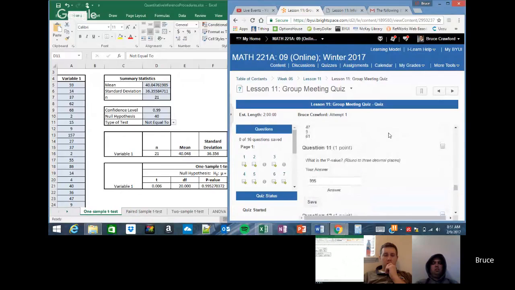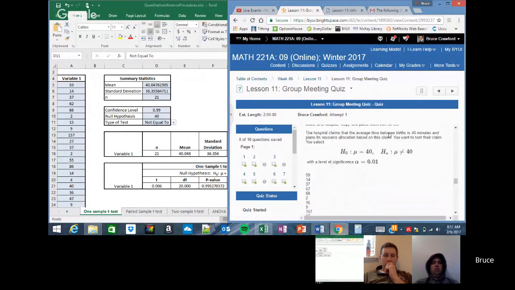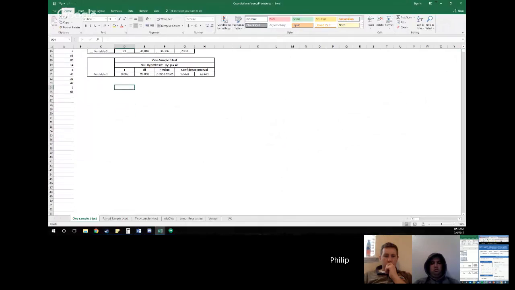Because our level of significance is 0.01, this one would then fail to reject the null hypothesis. Yeah, like by a long shot. Yeah, by 1 billion.